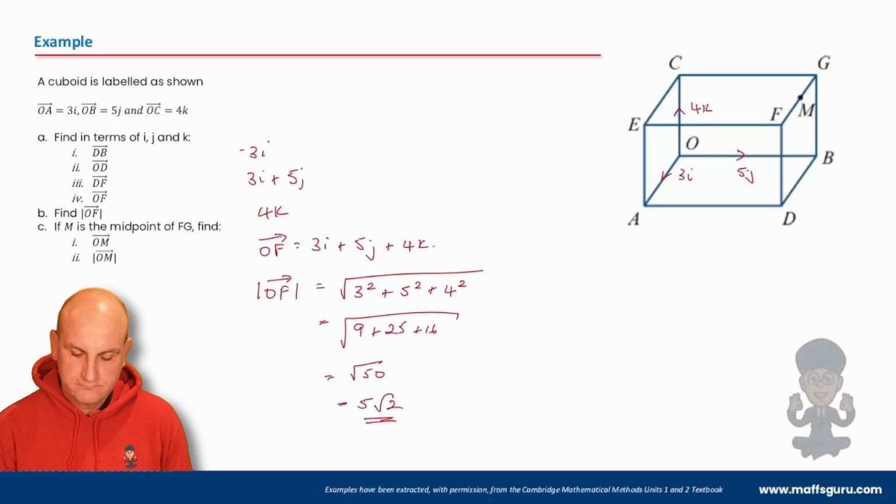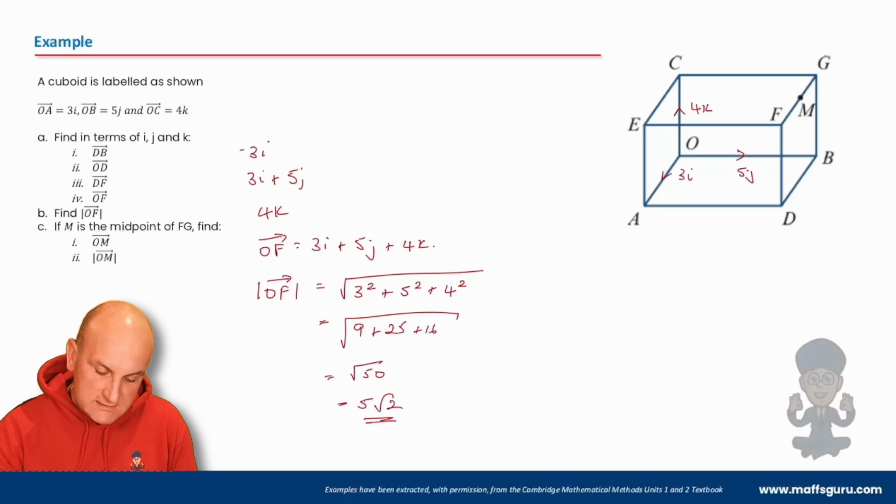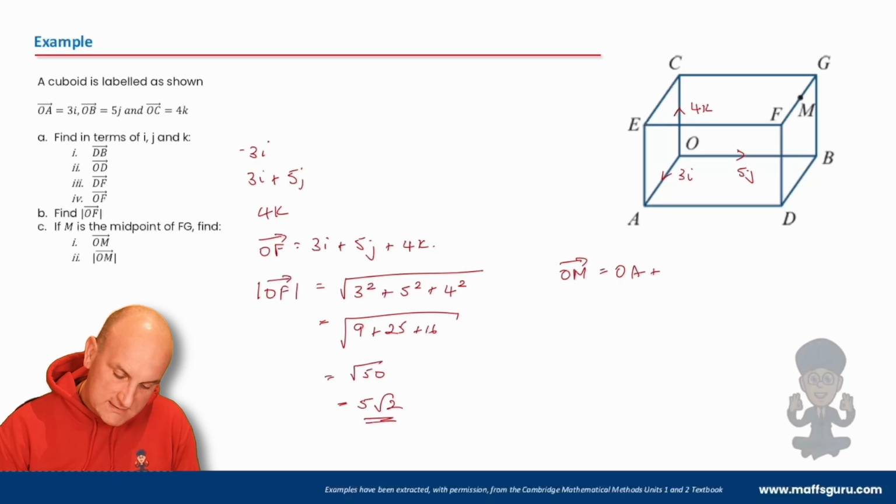Well, F to G is going to be minus 3i, but that doesn't help me, does it? So what am I trying to find? O to M. So O to M is equal to O to A plus A to D plus D to F plus F to M. All right? Happy with that so far? You put all the little arrows over it.